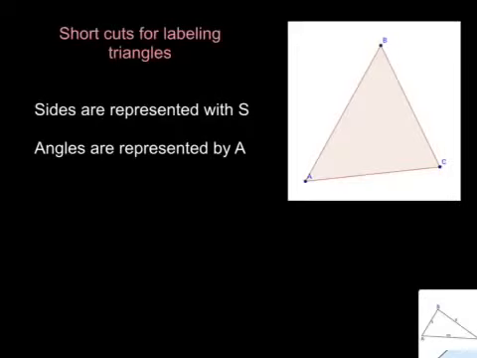So let's start off with the basics. This part's pretty obvious. Sides are going to be represented by S's, and angles are going to be represented by an A. So what this looks like, when you label them, each side would be labeled as an S, and each angle is labeled with an A. It doesn't matter what they're already marked. This is just a shortcut. It's a shorthand.